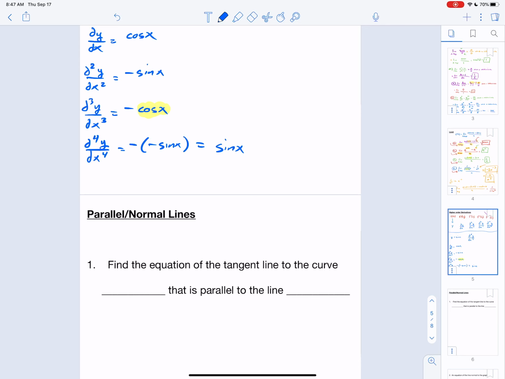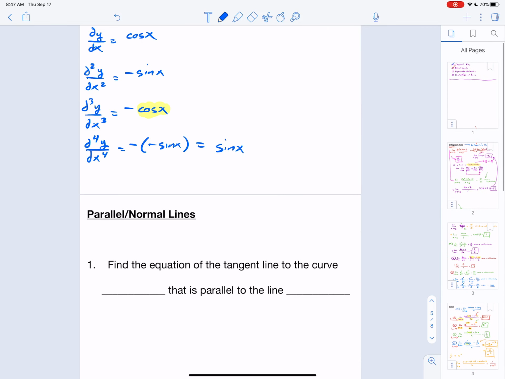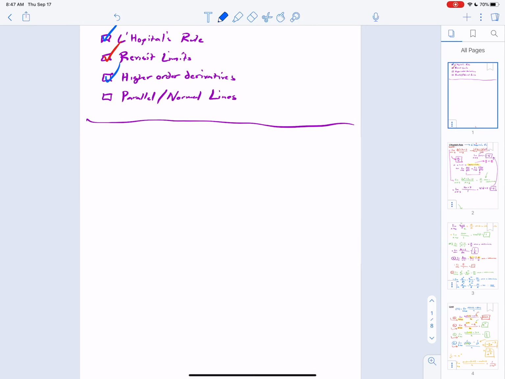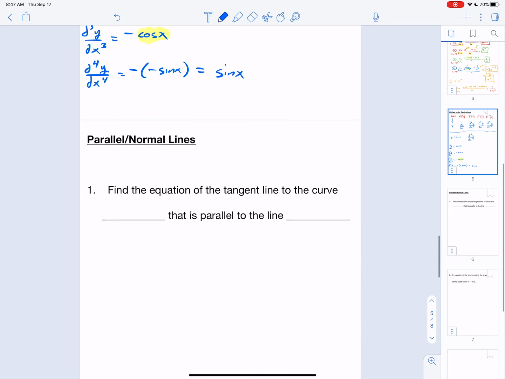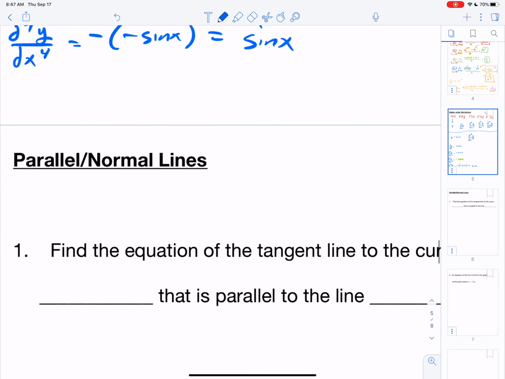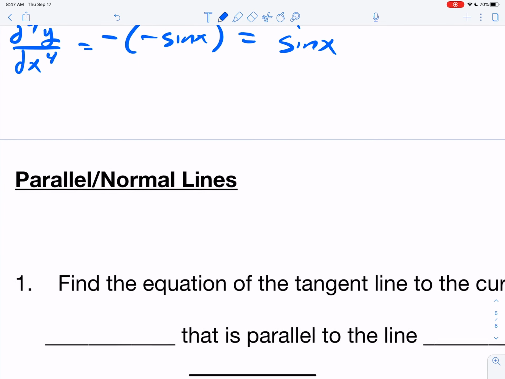Okay, so we have higher order derivatives taken care of. Here's the last piece. Not bad at all. Parallel normal lines. So first, let me show you what parallel normal lines are. You guys have seen the word parallel. You might not have seen normal, all right? But let's say you had a curvy function. I like to pick a parabola because that's the easiest one, okay? And you guys should draw this out too.